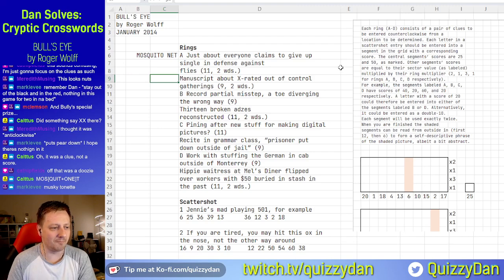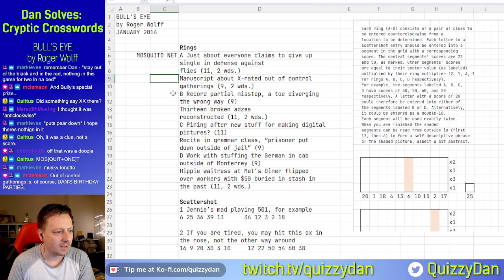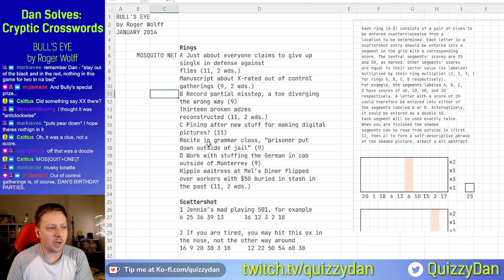Mosquito net. That sounds like a good perfume. I'd wear a bit of mosquito net. Okay. Not sure about that one. I think we're going to struggle with the rings until we get some of the scattershot clues in.